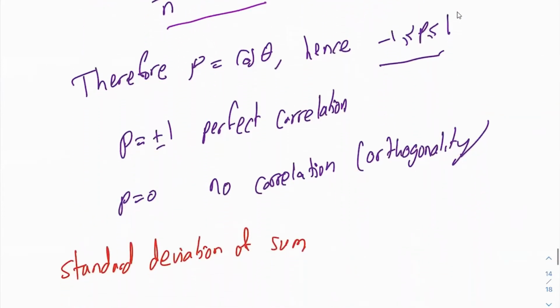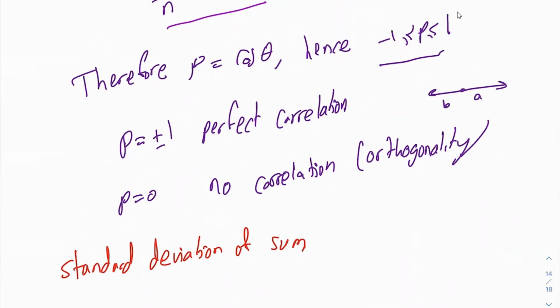So rho equal to plus or minus 1 is perfect correlation. Rho equal to -1 is still a perfect correlation, but in the opposite direction. And rho equal to 0 means absolutely no correlation, no trend between two vectors, or orthogonality.